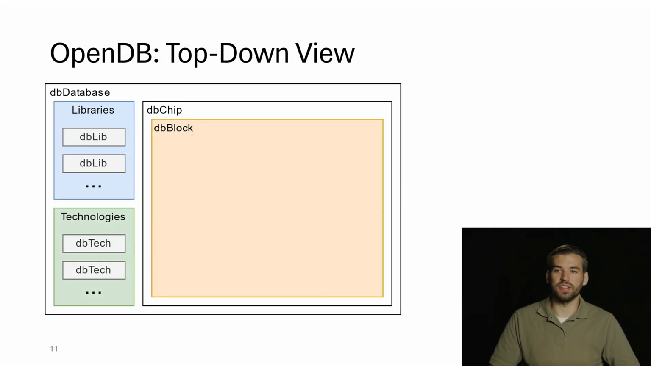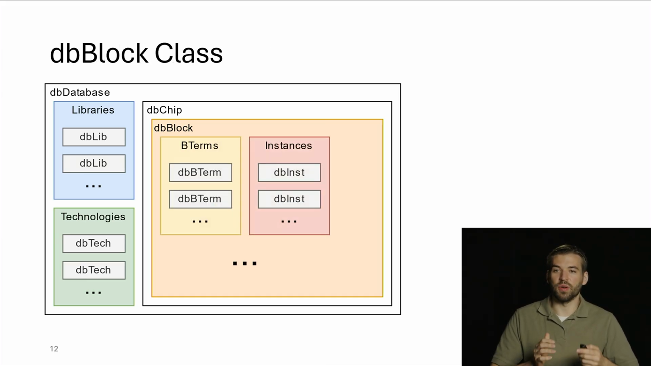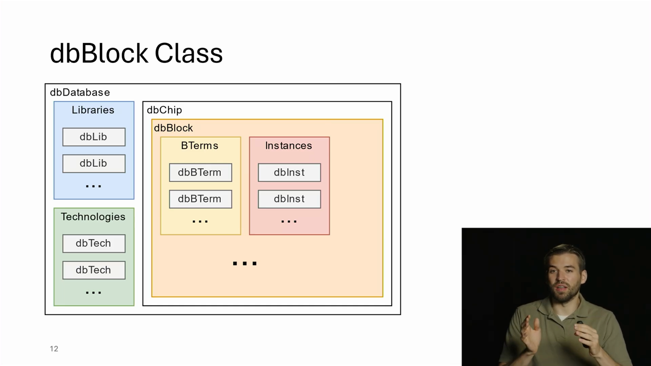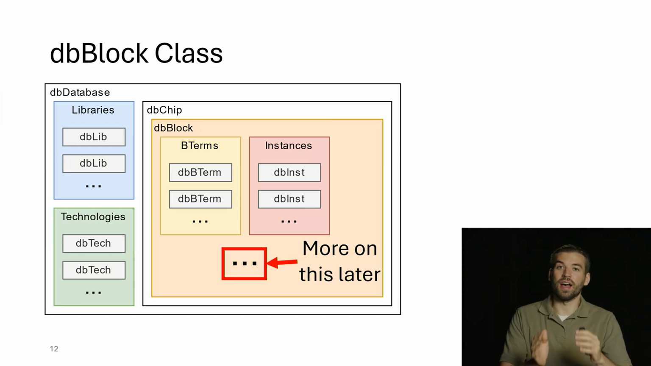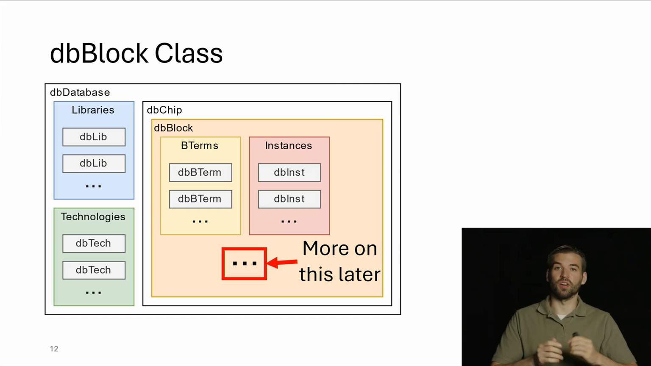So stepping back down from the libraries, we're going to look at instead the DB block. Inside of the DB block is going to be, for the most part, B terms and instances, at least the parts that we're looking at in this lecture. Do note that there is a lot of information that's stored in the DB block, and we'll cover some parts of that, but you may have to spend some time exploring it on your own if there are parts that you need to use that aren't covered in this lecture series.